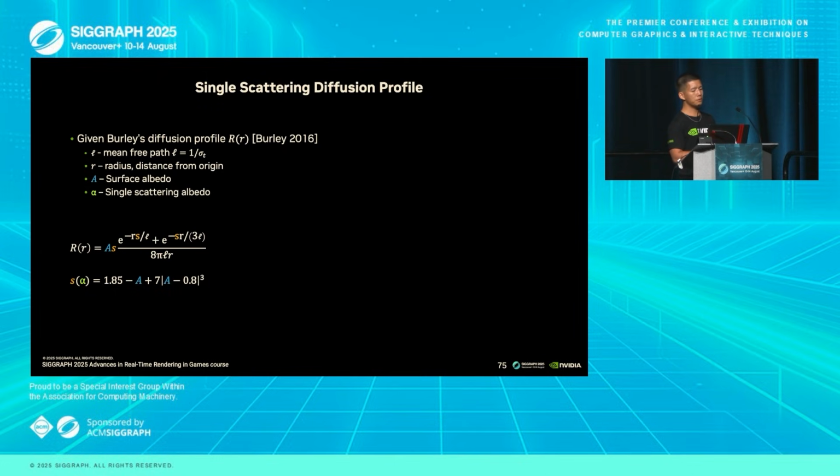We start with this formulation from Burley's original paper and make the necessary parameter substitutions. To make it easier to read, I highlight the variables with color. You can consider everything else as just some constant value in this context. The profile R(r) consists of a capitalized A and S. We would like to express both A and S in the form of alpha. So this boils down to how to express capitalized A as a function of alpha.